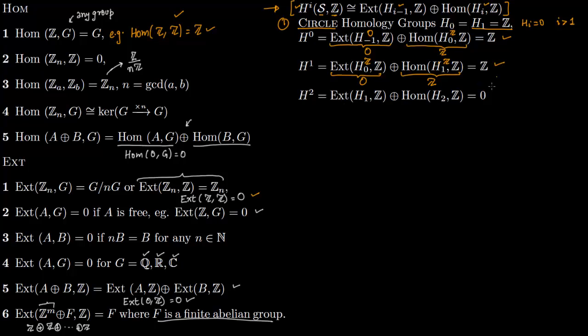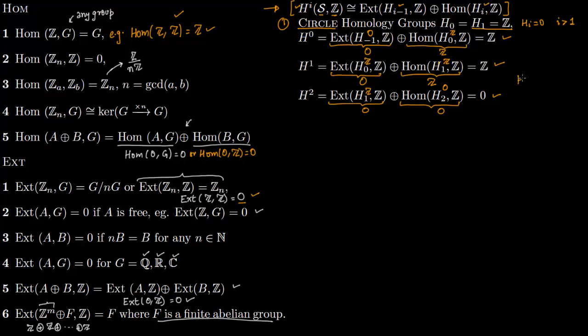So this will again give you integers. Ext of h1 comma z, again this h1 is, so you have Ext of z comma z, again Ext of z comma z is 0. So this thing is 0. Hom of h2 comma z, so h2 is 0, so this is Hom of 0 comma z, or you can say Hom of 0 comma integers is 0. So you have 0 here again, so you have 0.